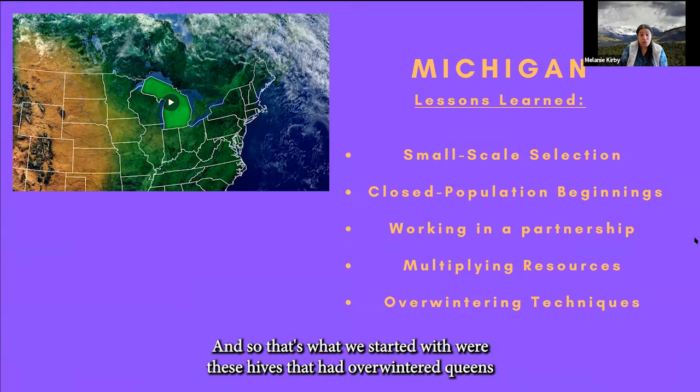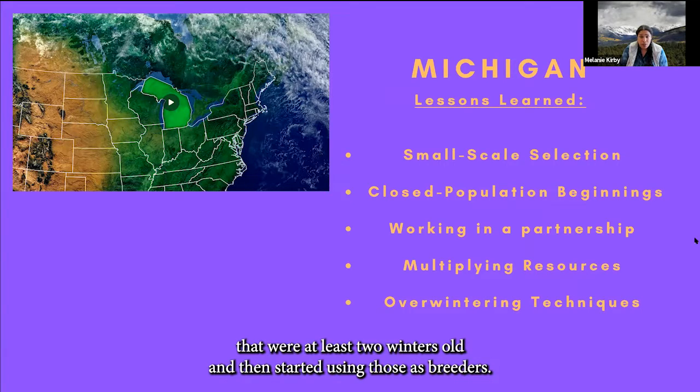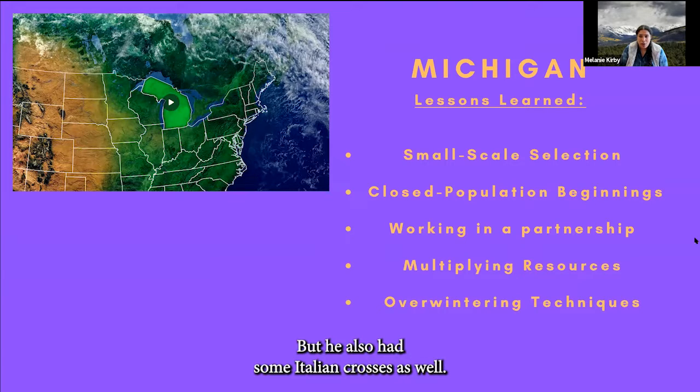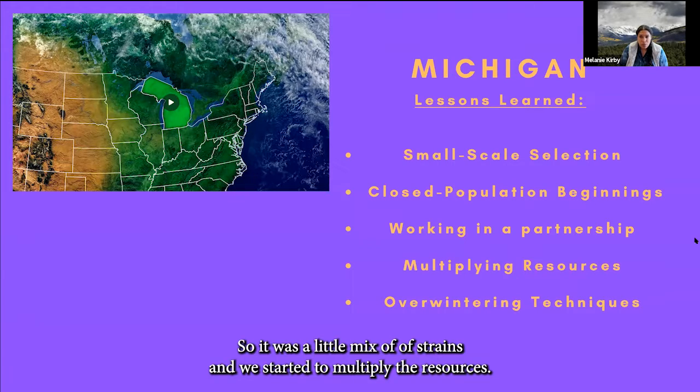And so that's what we started with, these hives that had overwintered queens that were at least 2 winters old, and then started using those as breeders. A lot of that stock was Carniolan, because it's a severe winter up there, but he also had some Italian crosses as well. So it was a little mix of strains.